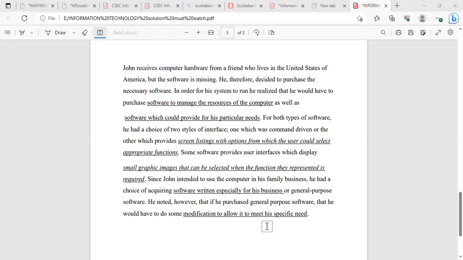Some software has a user interface which displays small graphic images that can be selected when the function represented is required. Since John intended to use his computer in his family business, he had a choice of acquiring software written especially for his business or general purpose software. He noted, however, that if he purchased general purpose software, then he would have to do some modification to allow it to meet his specific need.